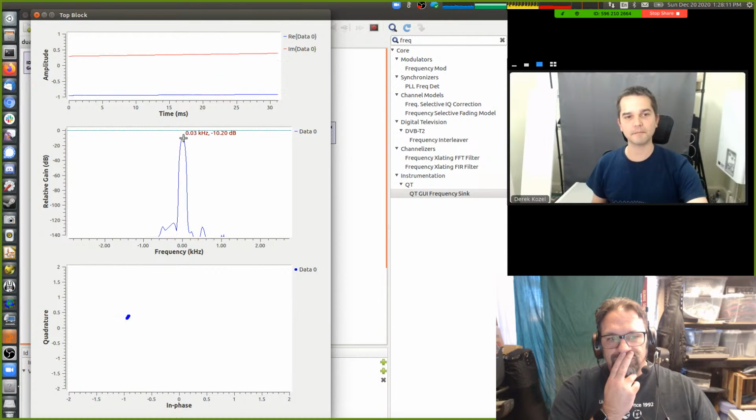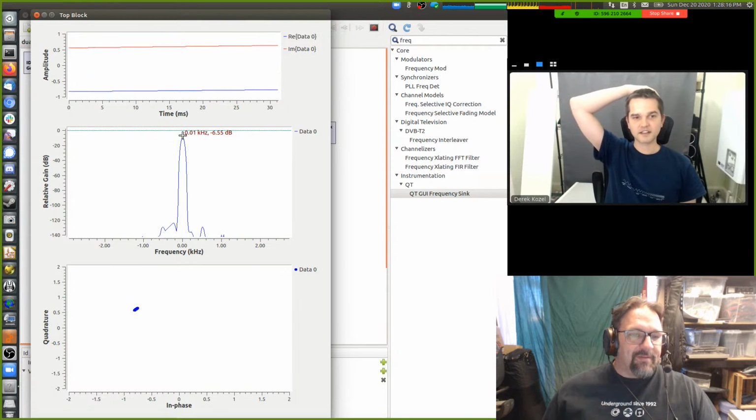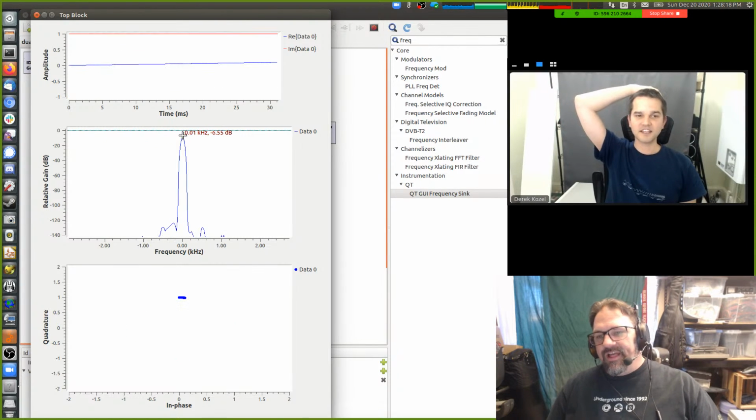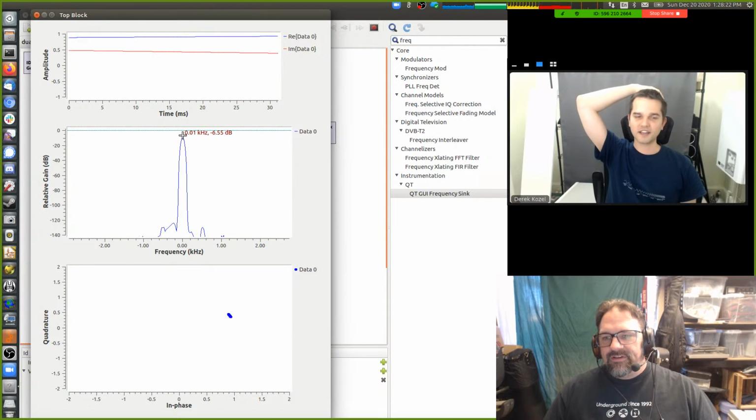0.1 kilohertz. That's right, because our signal is half a hertz. That's what it is, because we're not looking at a 1 kilohertz signal. We're looking at a half hertz signal.